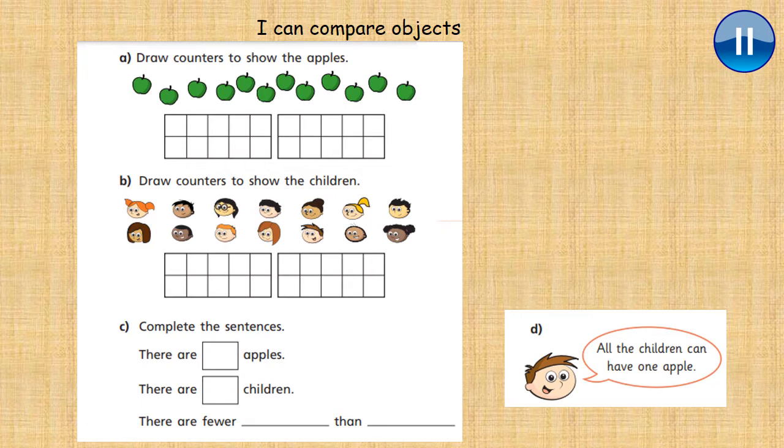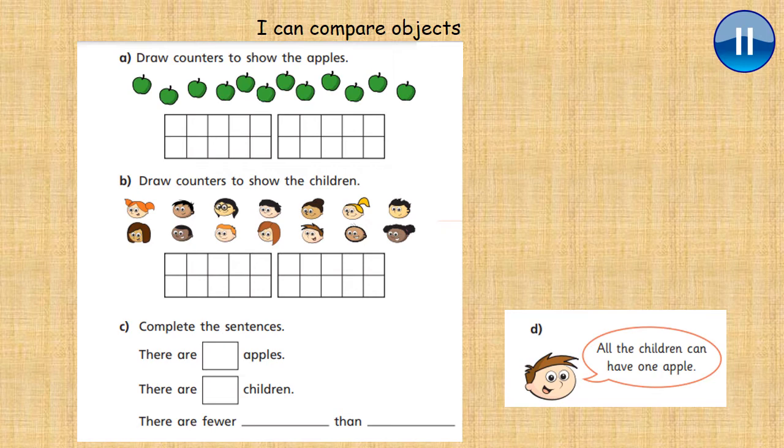I want you to draw the tens frames in your home learning pack and then draw the counters to represent the apples. That's 1 counter for each apple. Then do the same for the children. Can you complete these statements? Pause the video whilst you have a try.